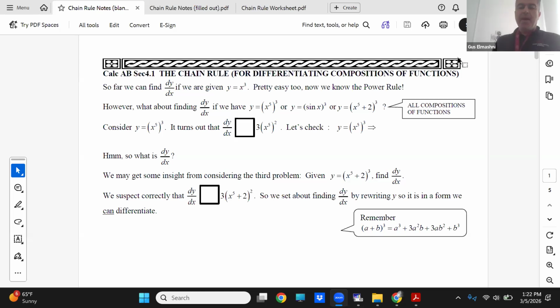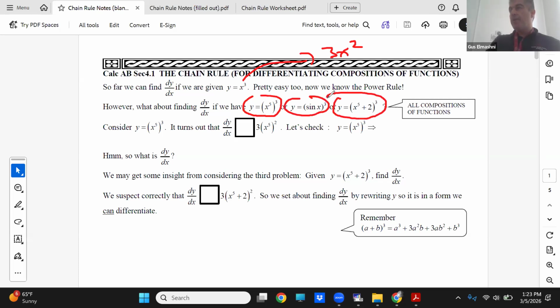We'll think about it. Anyhow, so far we know dy over dx means derivative. Say you're given y equals x cubed. You know what to do, right? It's pretty easy. That's 3x squared. This we already know. However, what if you want to find a derivative of this, or this, or this?